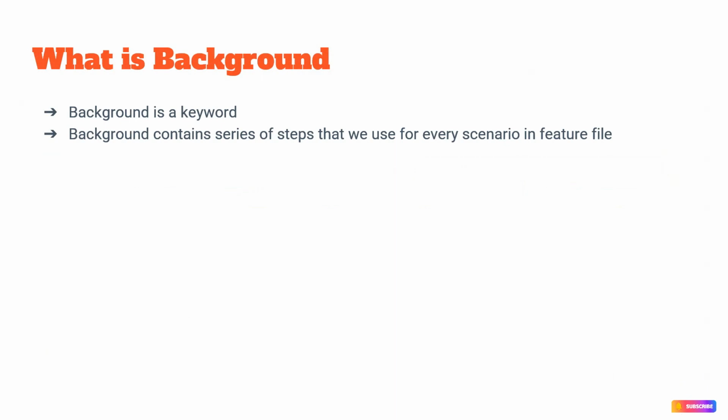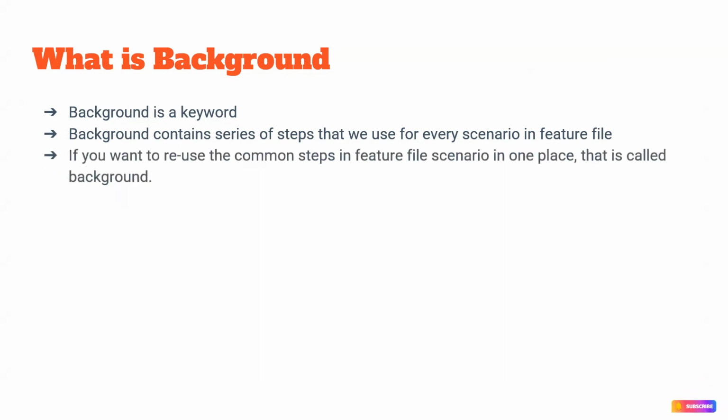So we are using this background for each and every scenario in the feature file. Background contains a bunch of steps which we are using for every scenario in the feature file. If you want to reuse the common steps of the feature file scenarios in one place, that is called background. So you have a group of steps that are commonly used for each and every scenario. You have 10 scenarios, and we are using some common steps for each and every scenario. So that goes under the background.